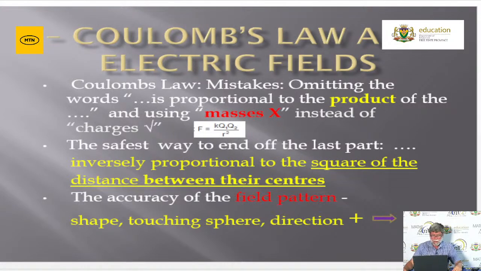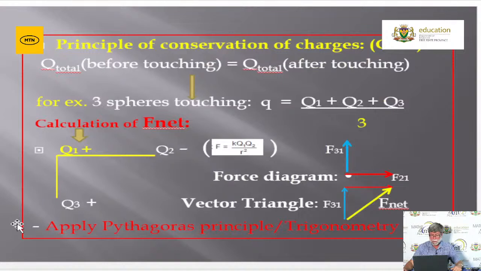Then the next principle regarding Coulomb's law is a principle that you have studied in grade 10, and that is the principle of conservation of charge. And the principle is plainly that the total charge before touching and the total charge after touching is the same if it is an isolated system. So now, how do you apply this in a question given to you about spheres that before the time have a certain charge and then they touch, and then you must calculate now the net charge on each of the spheres.